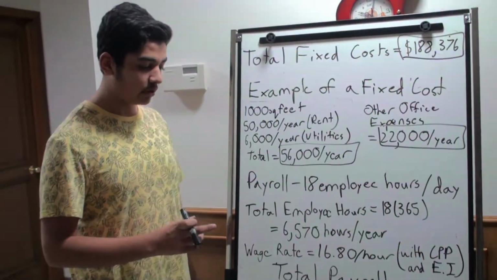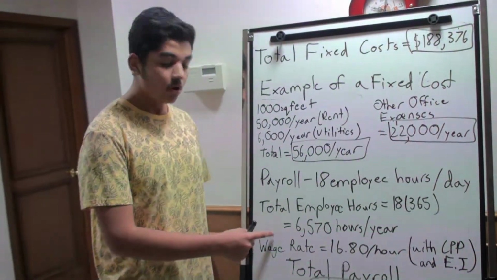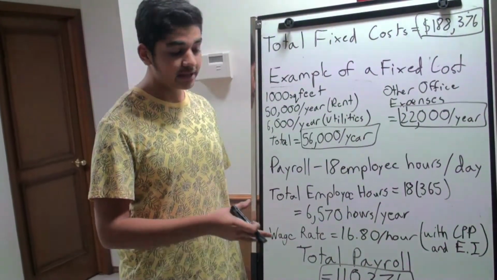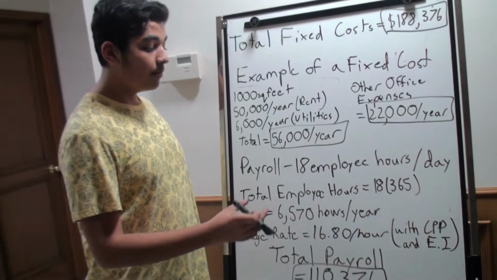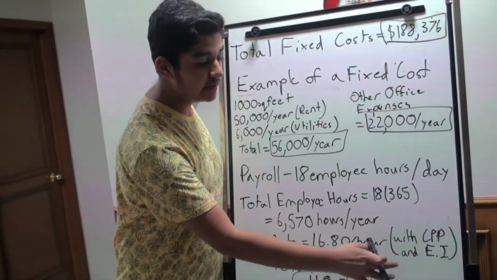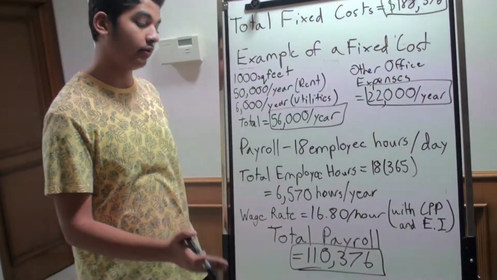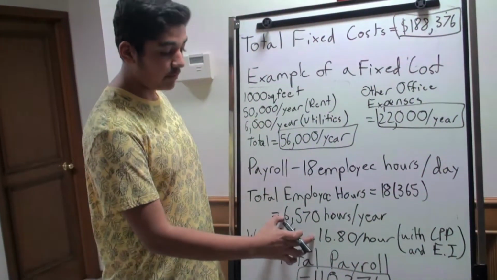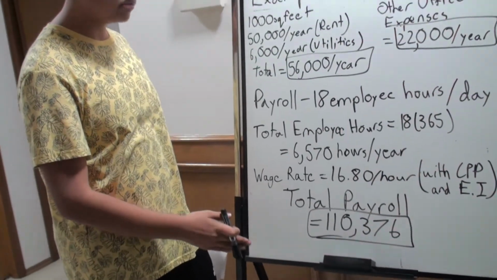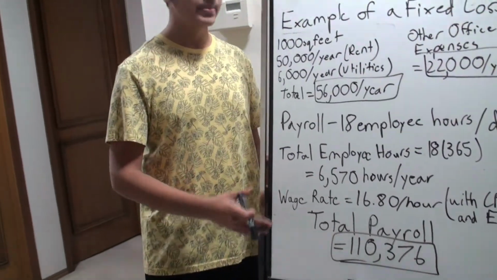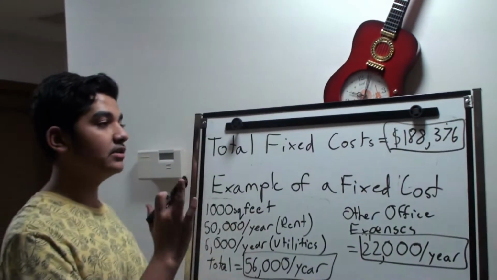Now once we have that amount, we need to multiply it by the wage that I'm paying each one of my employees. In this example, I said that the wage I was paying the employees was $15 per hour, which is the minimum wage, but I added CPP and EI, which brings it to a total of $16.80 per hour for each of the employees. Once I multiply these two amounts, it gives me a total payroll of $110,376. And once I add this amount to the other two, my total fixed cost is $188,376.